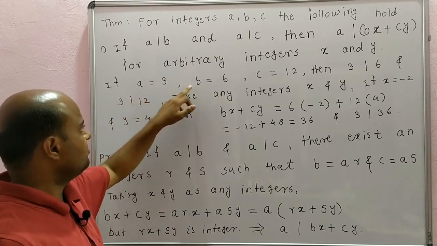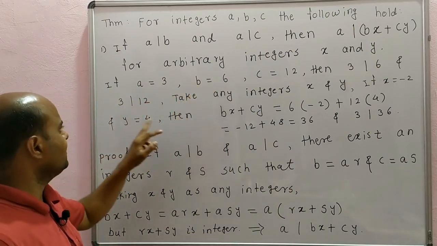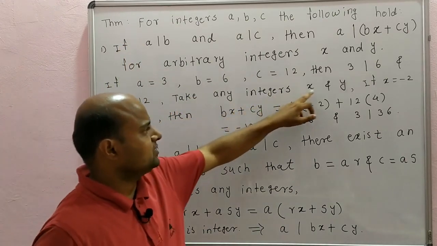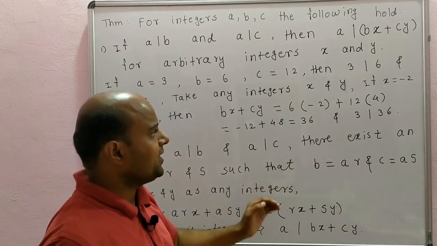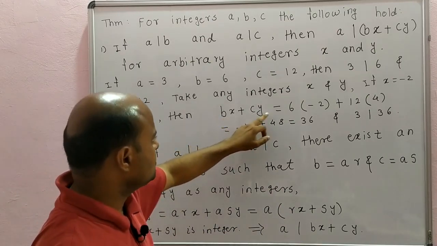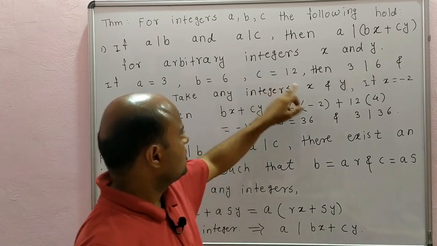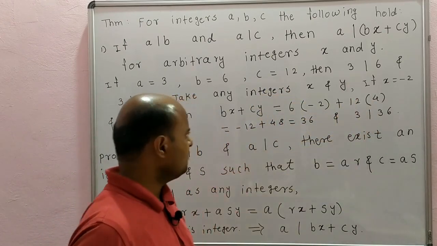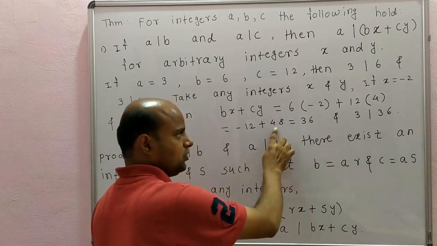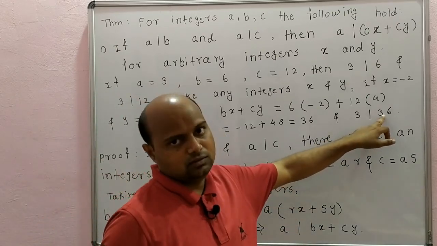If A is 3, B is 6 and C is 12, then we know 3 divides 6 and 3 divides 12. Our condition is satisfied. Now, taking any integers x and y, just to illustrate, take x to be minus 2 and y to be 4. Then Bx plus Cy is equal to 6 into minus 2, plus 12 into 4, that is minus 12 plus 48, which is equal to 36. And we know 3 divides 36.